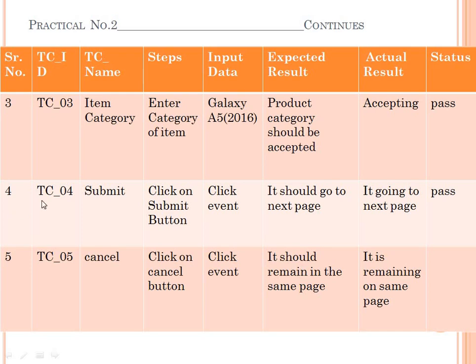Then the fourth, test case ID is TC04, test case name submit. The step is to click on the submit button. Then input data is click event handles, and expected result is it should go to the next page. If we click on the submit button, it should go to the next page, that is our expected result. If it is going to the next page, then actual result is equal to expected result. Then status is pass.